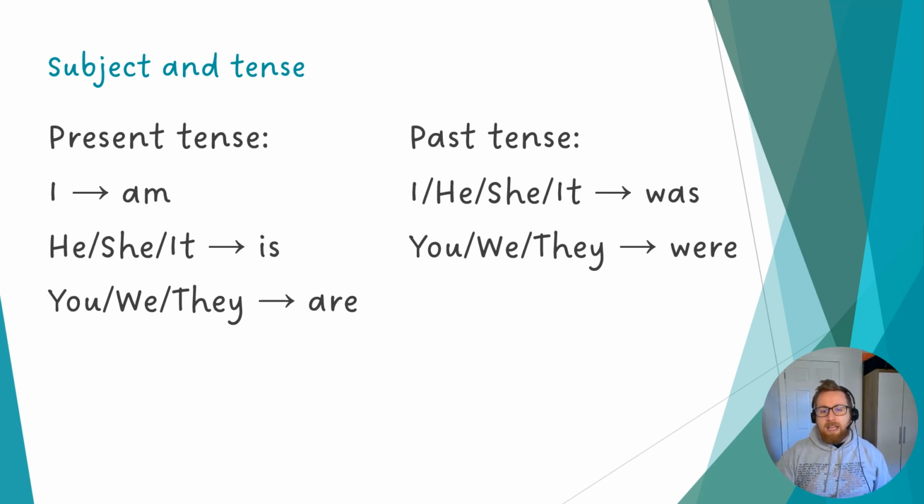Now, don't forget, in the present tense, we have I, which becomes am. He, she, it becomes is. You, we, and they become are. In the past tense, I, he, she, it, we use was. And you, we, they use were.